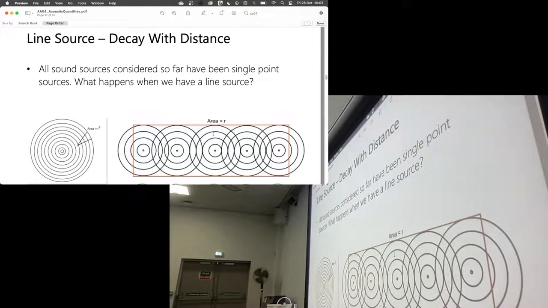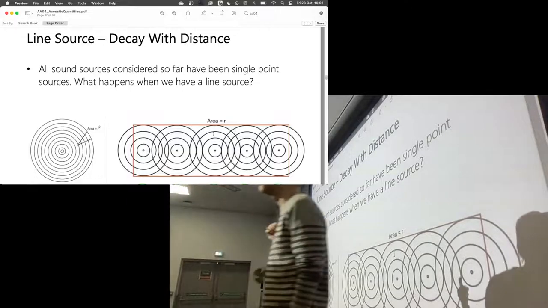PA system? Line array, yes, maybe. Kind of works. Obviously, it's kind of a short line. Depends on how much cache you have. The typical example here is a highway.